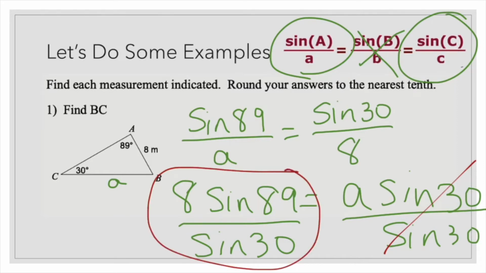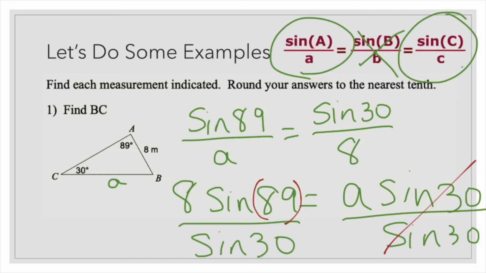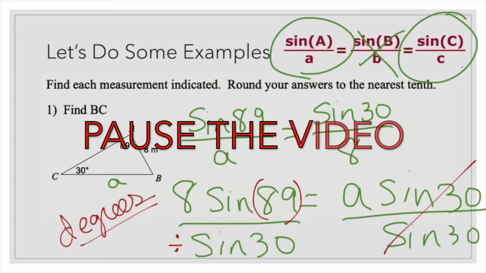When you put that into your calculator, make sure that you close the parentheses after that 89 before you hit the divide key for the sine 30. And make sure your mode is in degrees. Pause this video, come back, and check your answer with me.